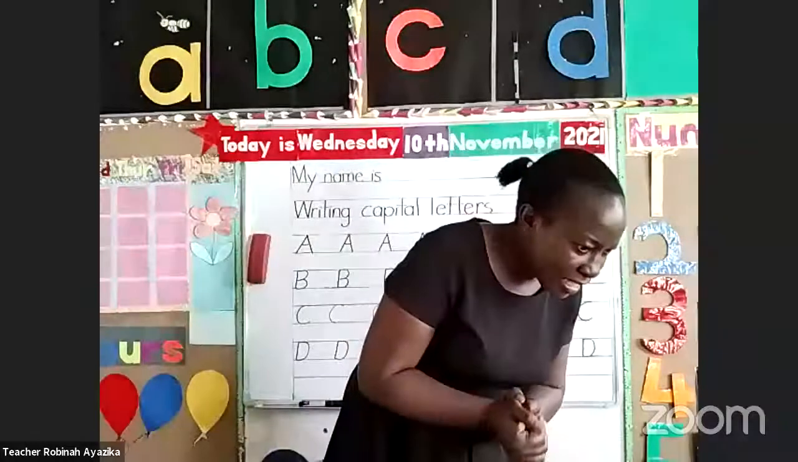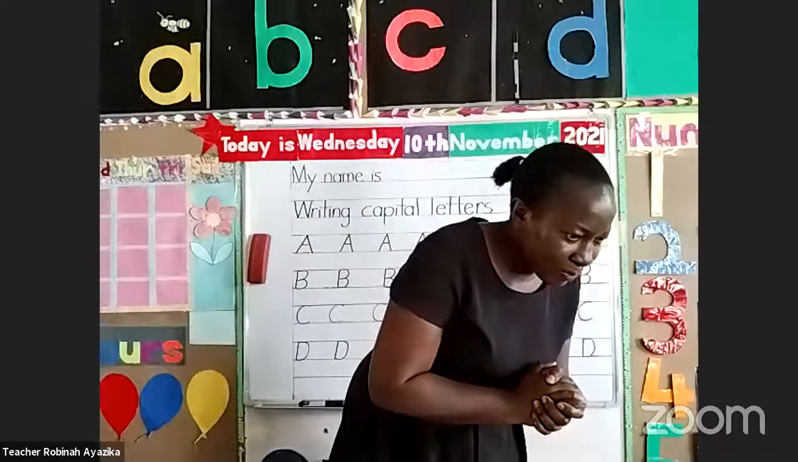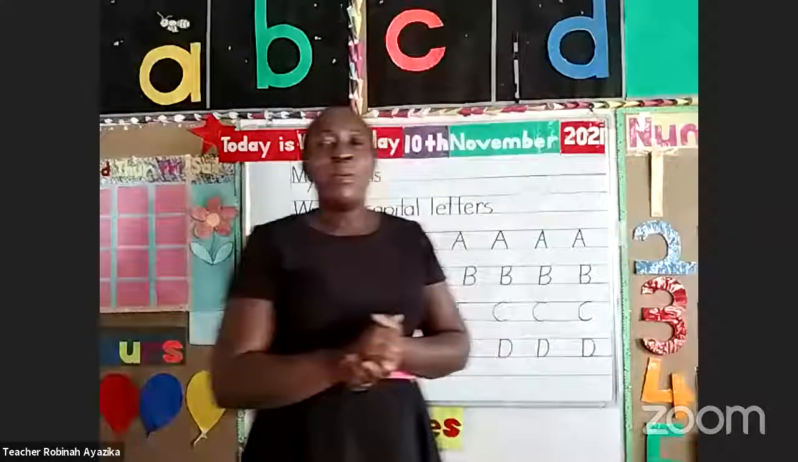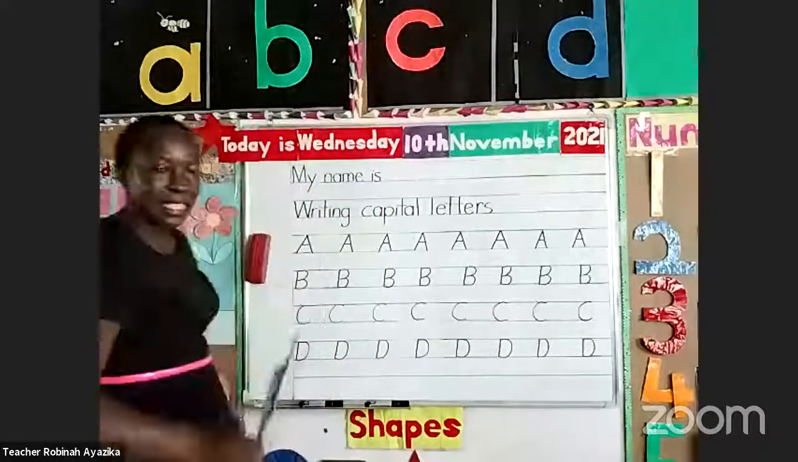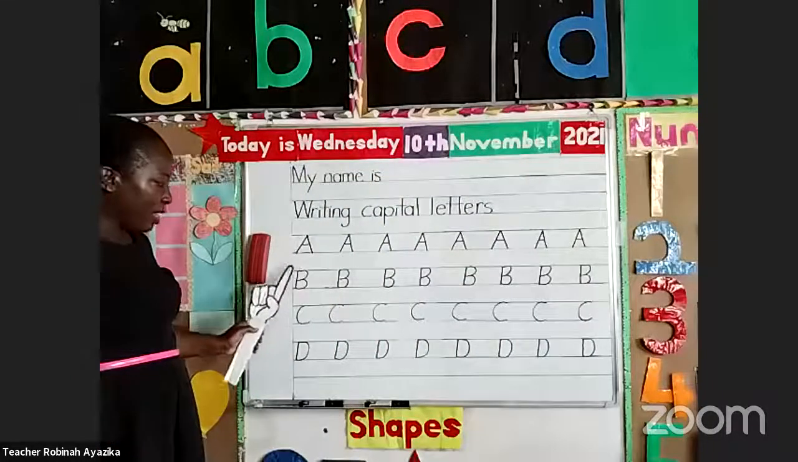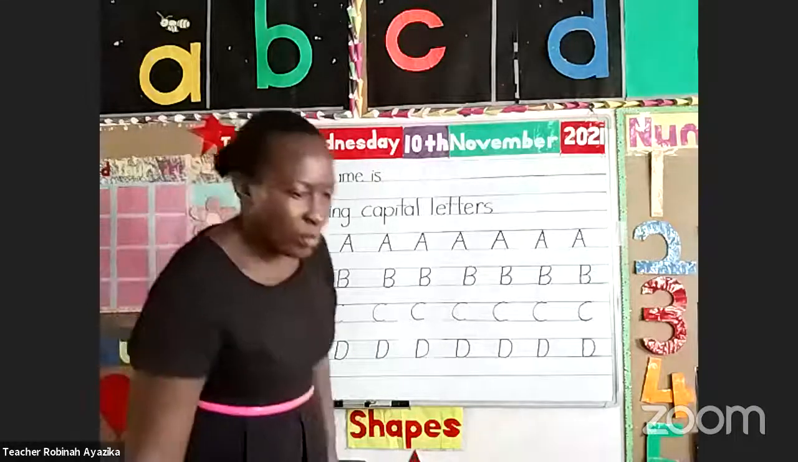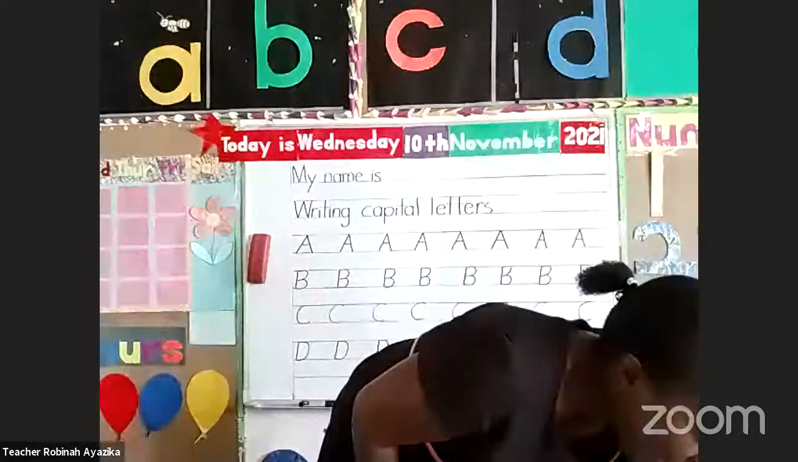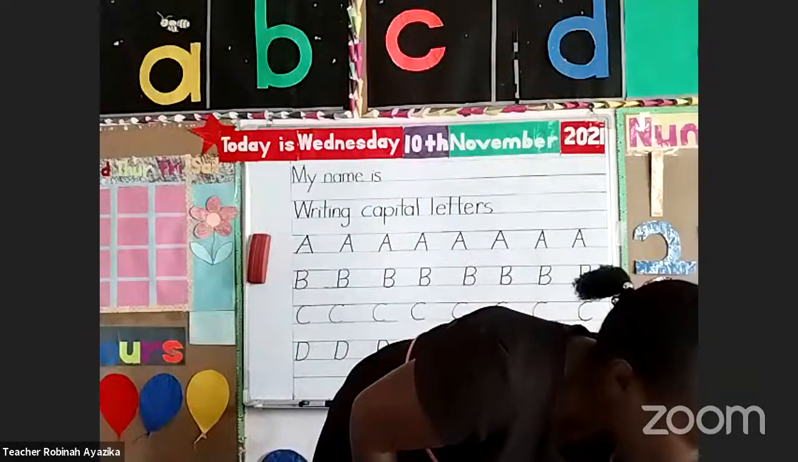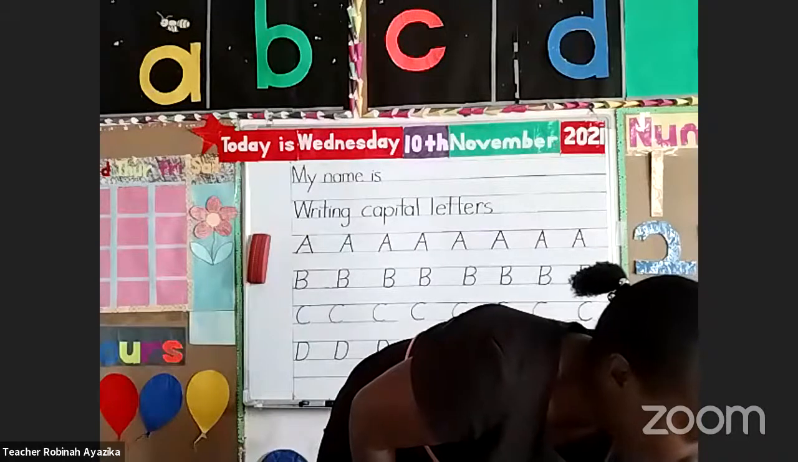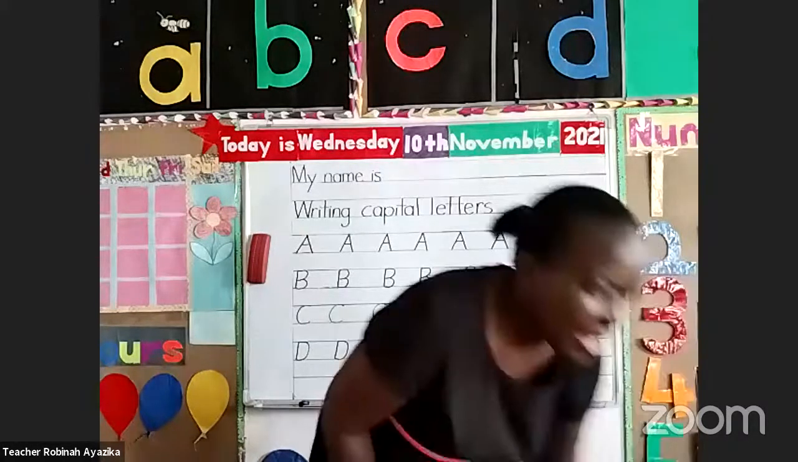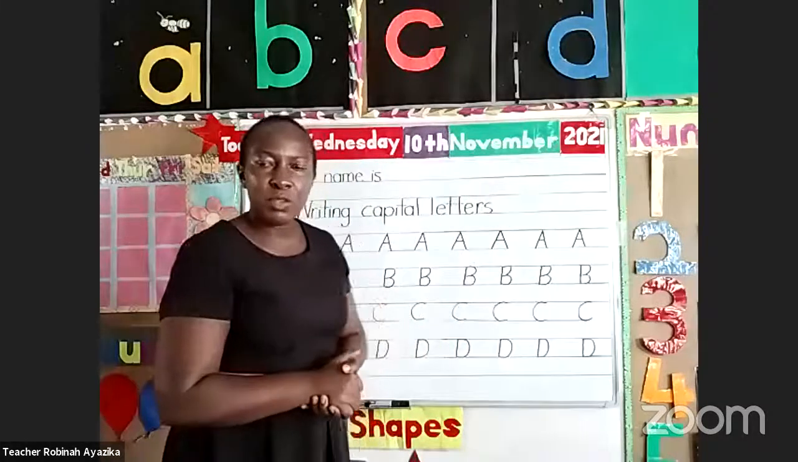Let me ask. Ella. Ella, which letter should we write next? A, B, C, D. From D, we go to which letter? Ella, unmute and tell us. Ella, unmute and tell us which letter should we write next.